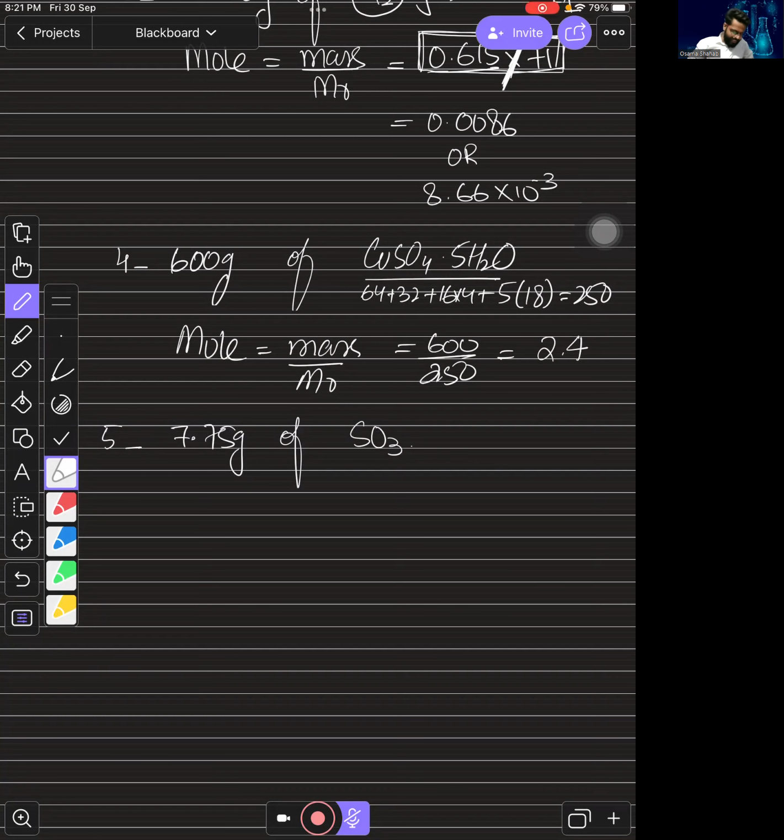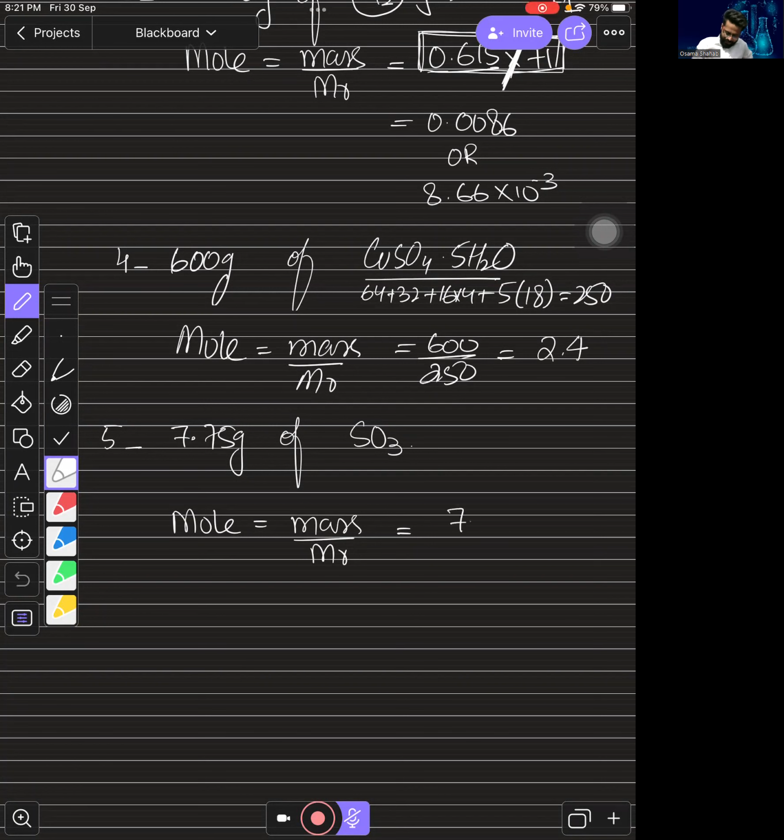So, children, we know that moles can be found out by mass over MR, right? Again, we are writing the formula again and again. We just learned this right now, which is why we are doing this again and again.